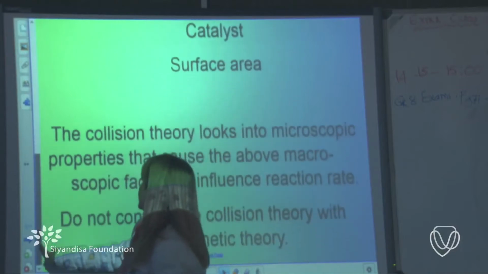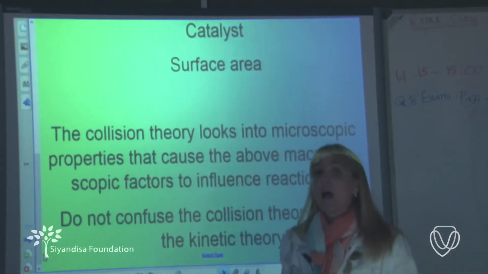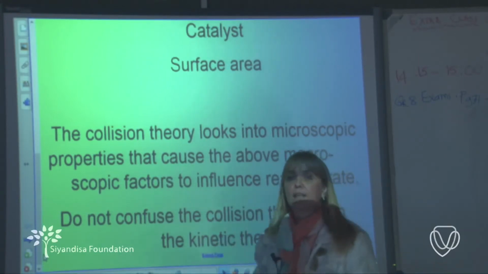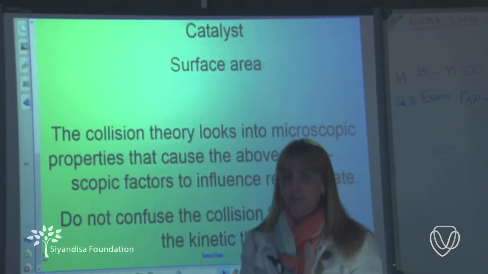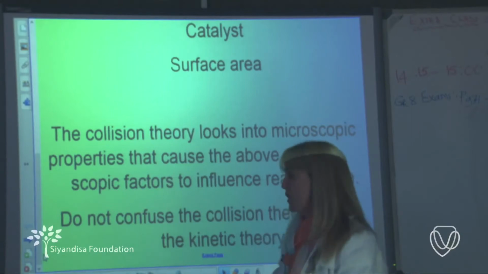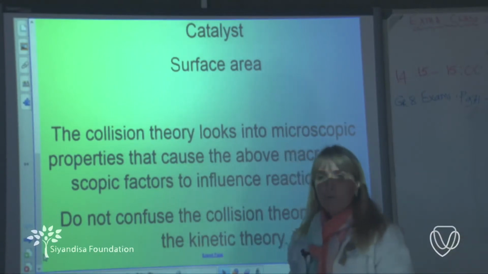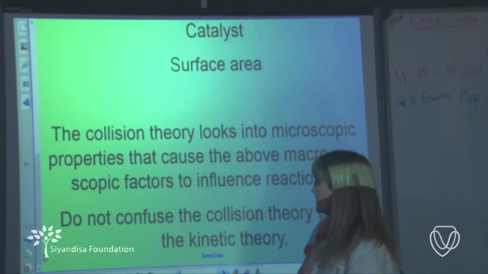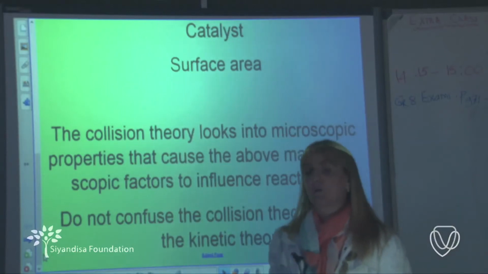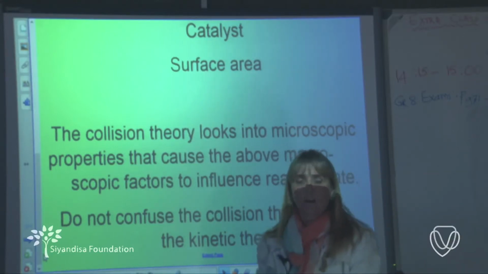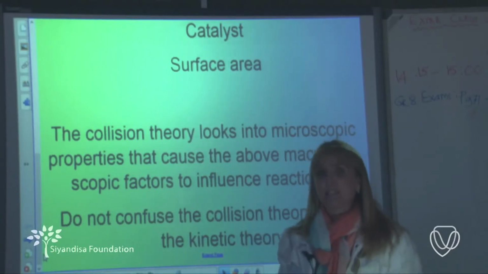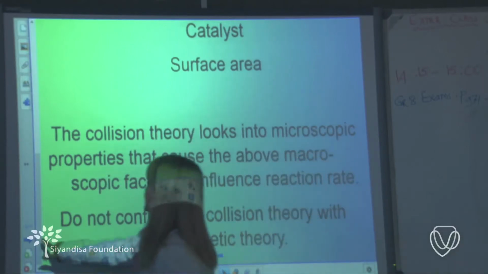Then the collision theory looks in detail at how each of those factors influences the rate of a chemical reaction. So for each of those 5 factors, we will then take the collision theory and apply the collision theory to each of the factors and their effect on the rate of a chemical reaction. Very importantly, please do not confuse the collision theory with the kinetic theory. Now, the kinetic theory was done in grade 10, and we also touched on it in grade 11 with the gas laws, and even this year when we did the physical properties of organic substances. But the kinetic theory is not the same as the collision theory, so please just do not get the two of them mixed up in your minds.